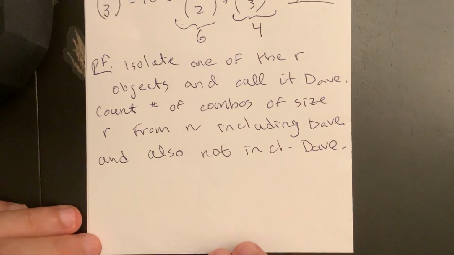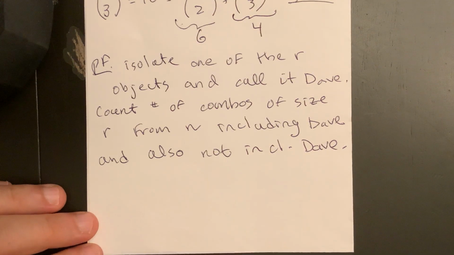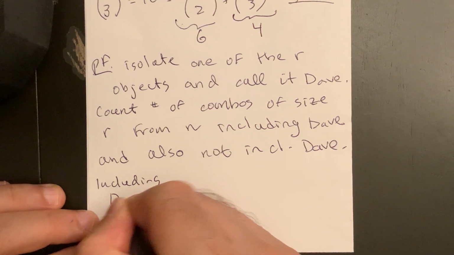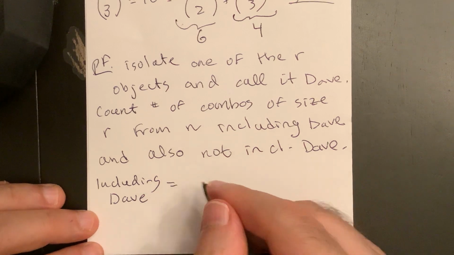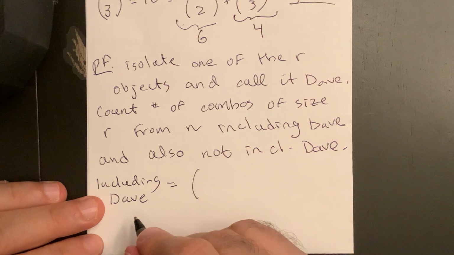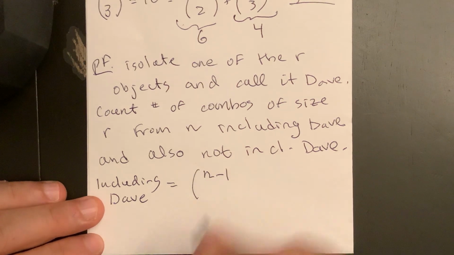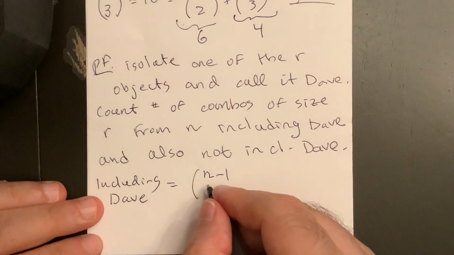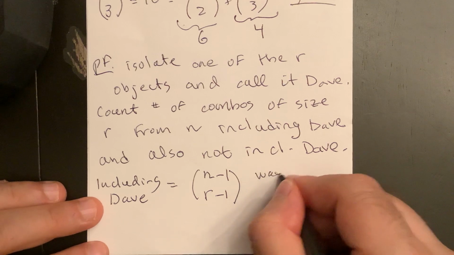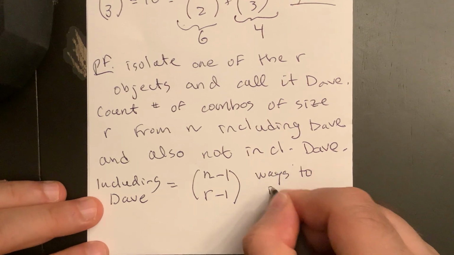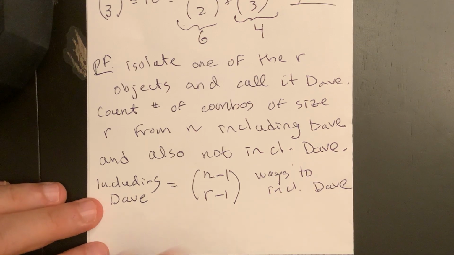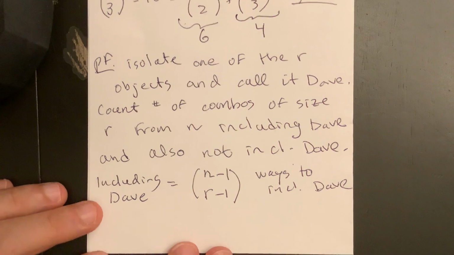Okay, so if I include Dave in the count, then I've removed Dave. This is the same thing as removing Dave from the count of what's left, because I'm definitely going to include him, so there's n minus 1 left to pick from, and I only need r minus 1 ways to include Dave. Right, because I pick Dave, and then there's n minus 1 choose r minus 1 ways to pick the remaining.